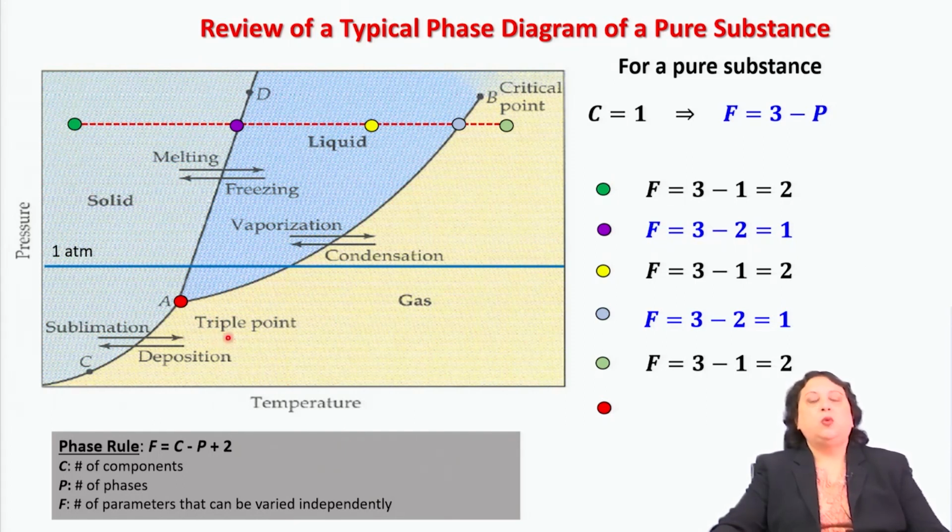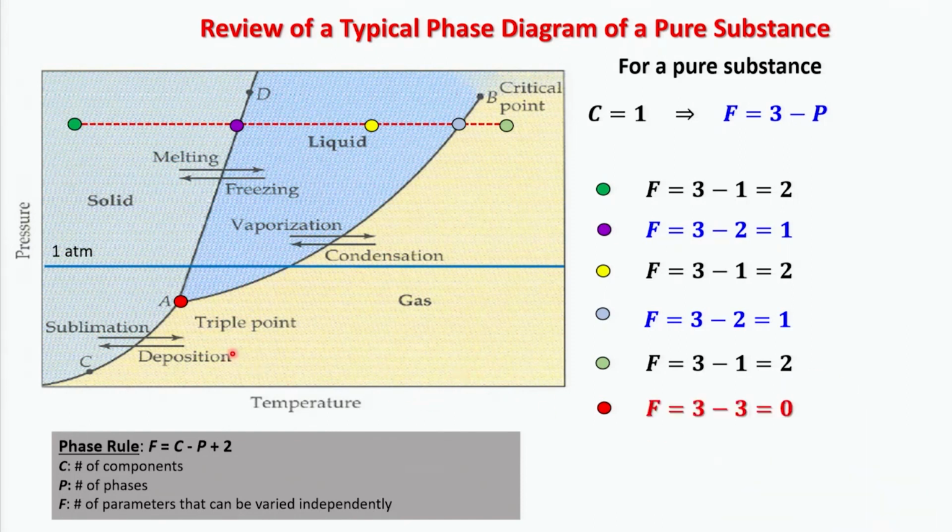Now comes one very special point, and that point is the triple point. This has been shown as a red point here, and this is the special point in the phase diagram where the solid, liquid and the gas coexist in equilibrium. So, how many phases do we have here? We have 3 phases, and therefore, F is equal to 3 minus 3, that is equal to 0.